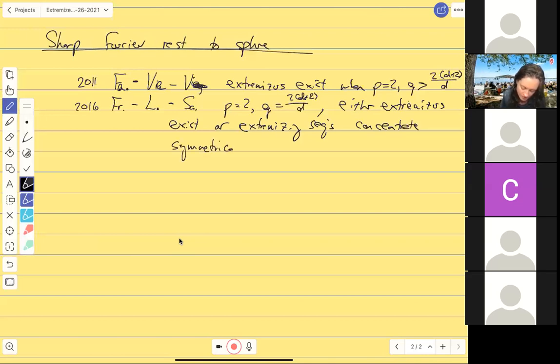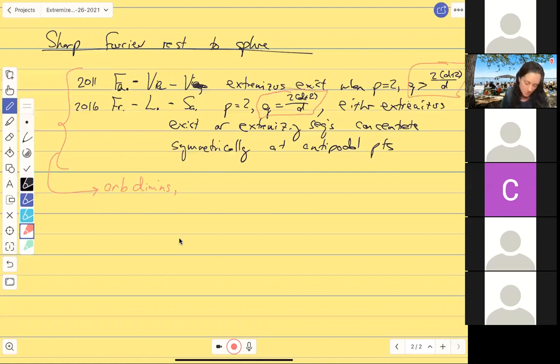So concentrated symmetrically at antipodal points. So the reason that I want to highlight these results, they have a couple of things in common with the result that we'll discuss today. The first is that the dimensions are arbitrary. And aside from these basic scaling and subcritical conditions, there aren't any other special arithmetic properties of the exponent q.